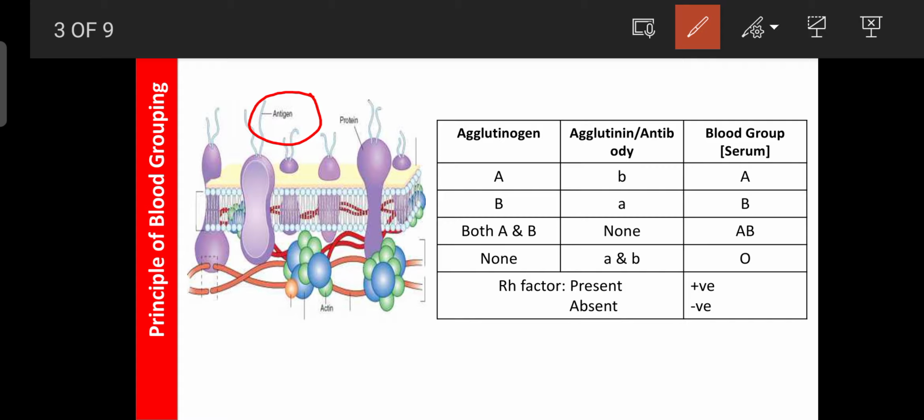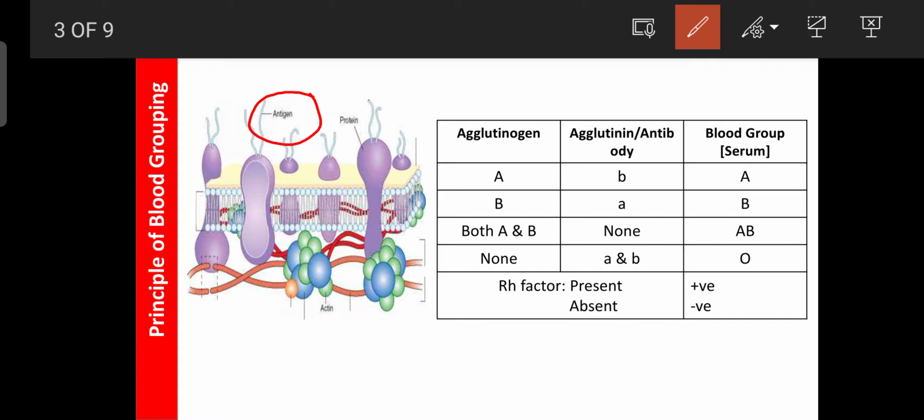Among these antigens, a few present in the RBC are helpful for the determination of blood groups. This determination of blood group is helpful in the case of an accident, surgery or any emergency, where it is needed for the transfer of blood from one person to another person.